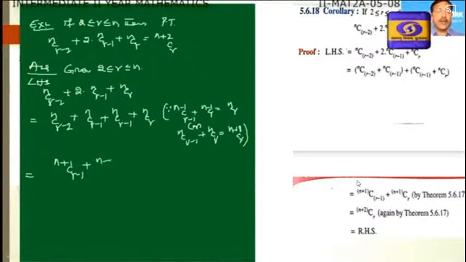So that becomes n plus 1 Cr. So again applying the same formula here, n plus 1 C(r-1) plus n plus 1 Cr, this becomes n plus 2 Cr. This is RHS. So this is the application of this formula that we have learned just now. Okay, note down this also.